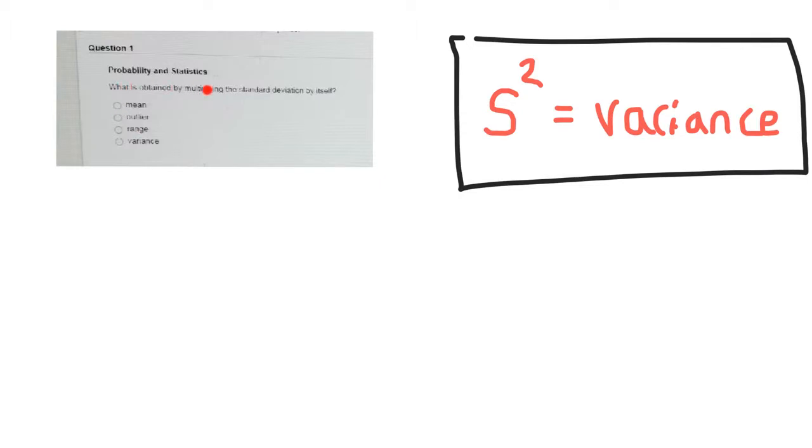So what is obtained by multiplying the standard deviation by itself? Well, multiplying the standard deviation by itself is the same as squaring the standard deviation. So clearly the answer is the variance right here. Moving on. The bar charts below represent which data set? So let's take a look at this thing.